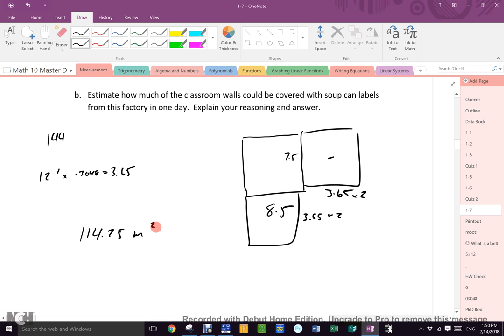114.25 meters squared is our walls, yes? Are we happy with that? Doesn't matter. Are we happy with about 115? Yes. How many square meters of paper do we have? 3,200. How many times can I cover my walls? Two and a little bit. It's 3,000. So how many times can I cover the walls? Like 27 times. Right? Great. 27 times. Everybody with me?